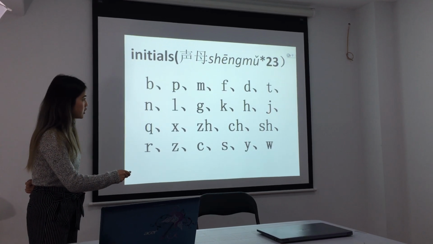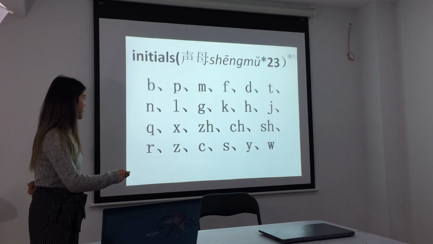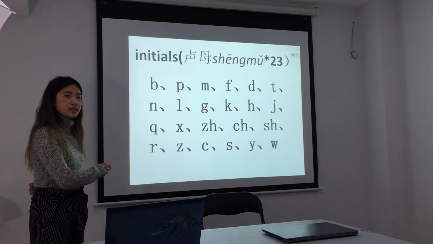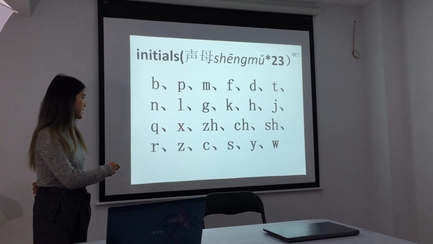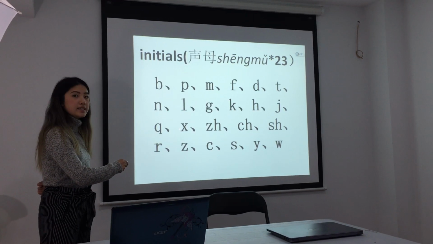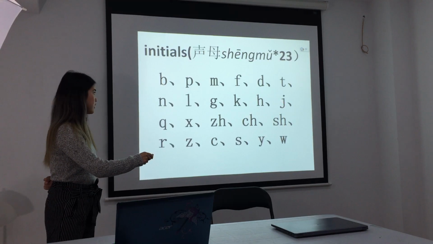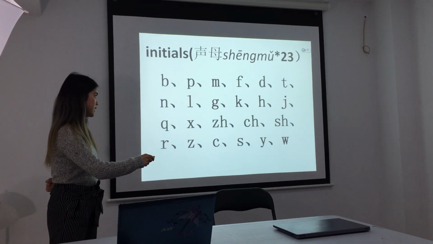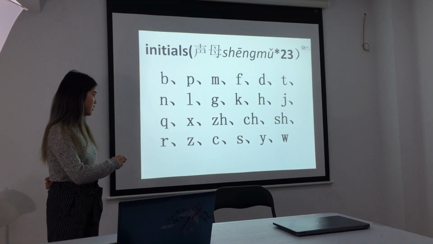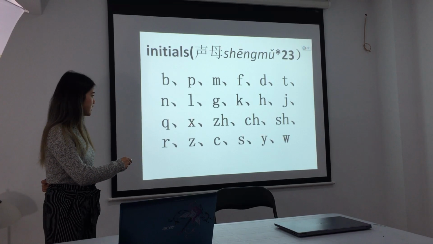These ones are different than the English sounds. This one is ji. This one is qi. This one is xi. These 3 all end with the sound yi. This is ji, j, yi, ji. This one is qi, ch, yi, qi. This one is xi, sh, yi, xi.